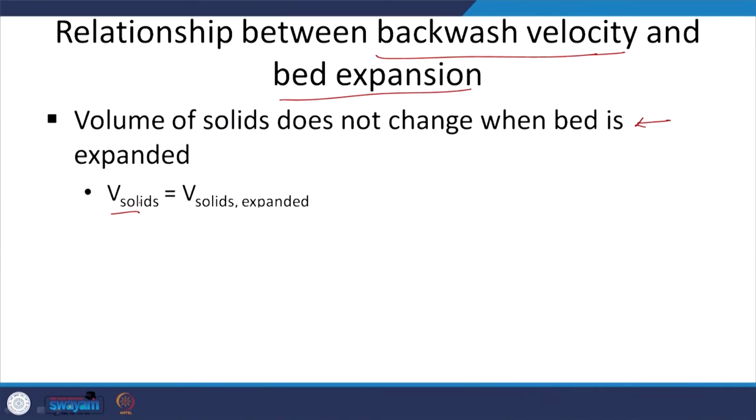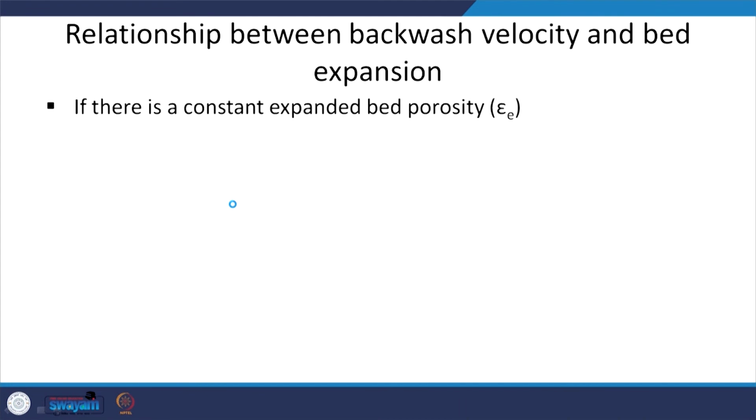So, the volume of the solids before expansion is equal to the volume of solids after expansion. If there is a constant expanded bed porosity, which is not always the case, but for purposes of understanding, this is 1 minus porosity of the non-expanded bed, 1 minus porosity of the expanded bed, and surface area, and this is the depth before expansion, and this is the depth of the expanded bed during backwash. So, that is what it will be equal to.